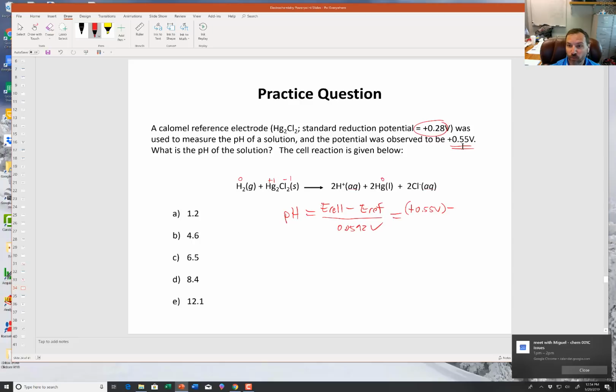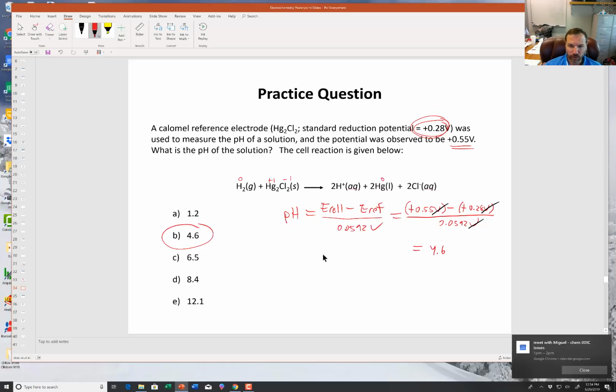We're going to subtract our reference electrode, which is this mercury chloride half reaction, plus 0.28 volts, divided by 0.0592 volts. This is a case where all the units cancel, and we hopefully find that we get a pH of 4.6. So B would have been the right answer. So pretty straightforward calculation. The hard part was actually using the Nernst equation to derive the pH equation that we use here.